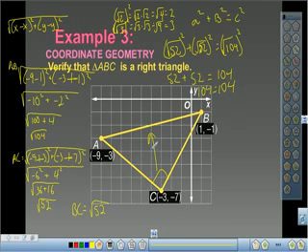Alright, 8 squared? 64. 15 squared? 225. 225 minus 64. Grab a calculator if you need one. 161. What goes into 161? Did I start with the 225? No.